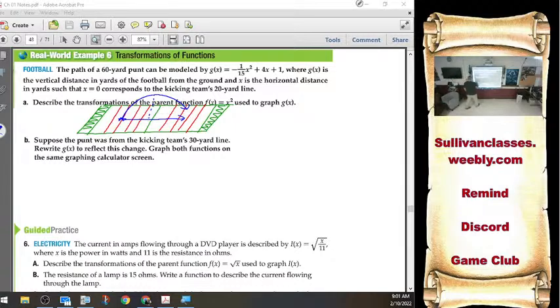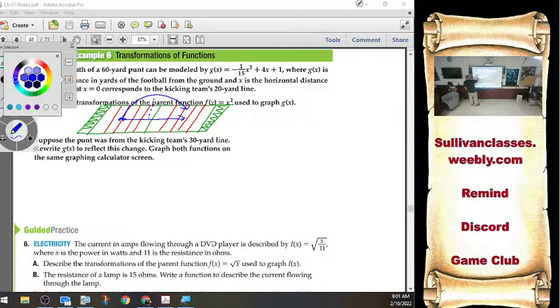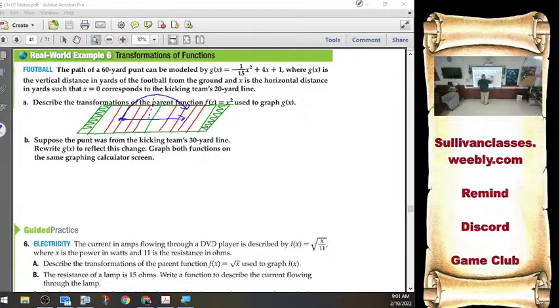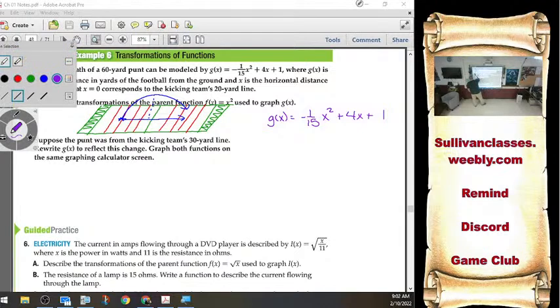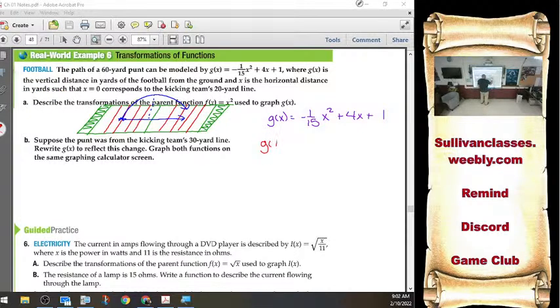Okay? So do you remember how to complete the square on a quadratic? If I have g of x is negative 1/15 x squared plus 4x plus 1. Okay? X stuff on one side, not X stuff on the other side. So g of x minus 1 is, I also have this negative 1/15 in the way.